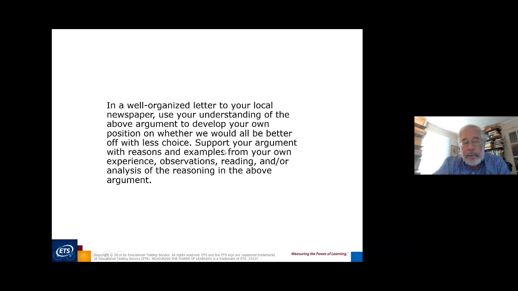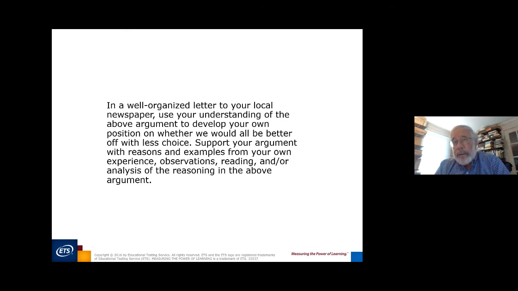And we say, support your argument with reasons and examples from your own experience, your observations, any reading, or analysis of the reasoning in the above argument. That's a very clear set of expectations. And as I say, anyone who takes this test has had a chance to look through the materials and see sample responses that are not so good, that are medium, and that are very good, with annotations saying why. So this is what I would call a good example of a clear, constructive response.